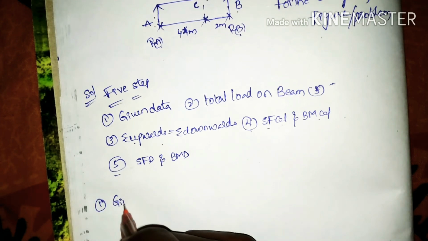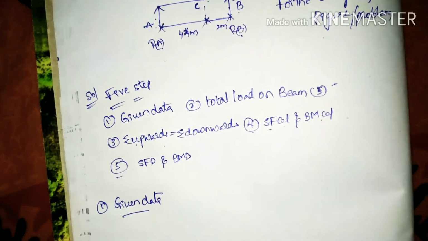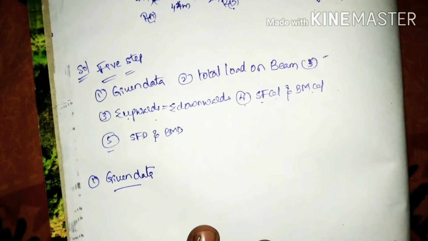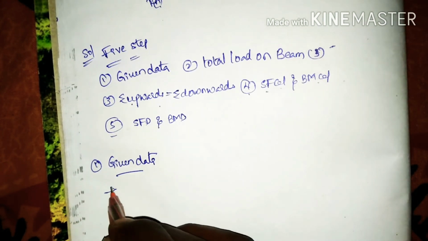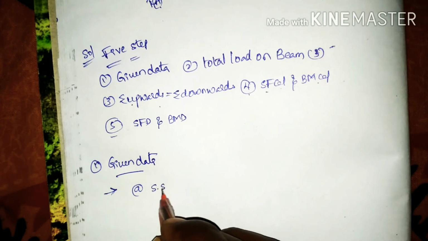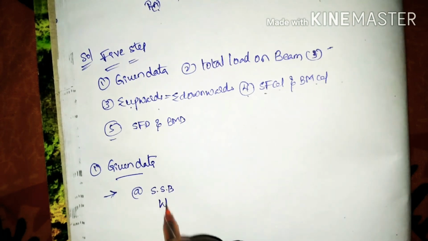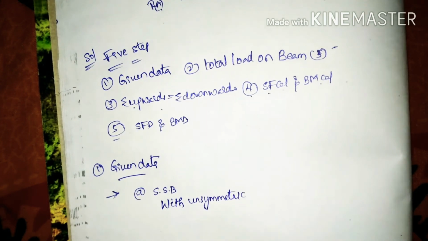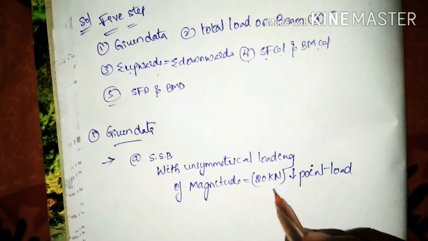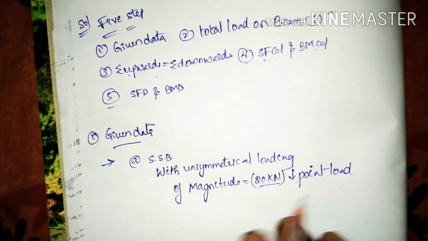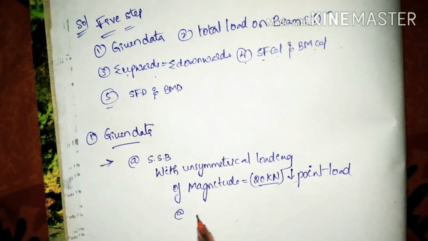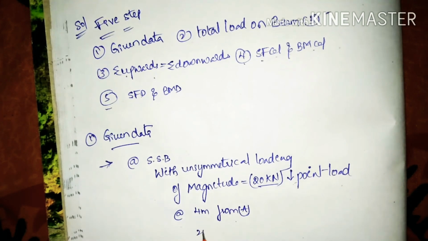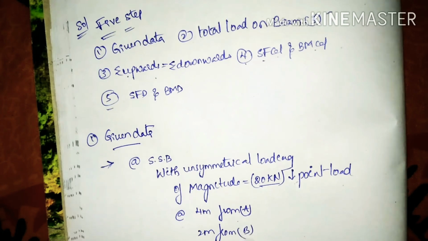Number 1, that is given data. If you follow the same procedure in the examination, you are going to get full marks. Here we have a simply supported beam with unsymmetrical loading, with a magnitude of 20 kilonewton, that is a point load. It acts at 4 meters from A support and 2 meters from B support.